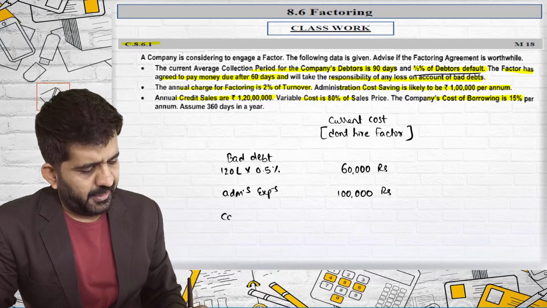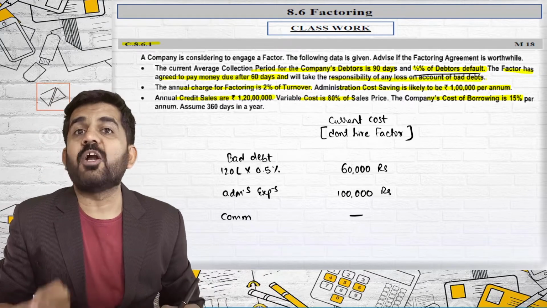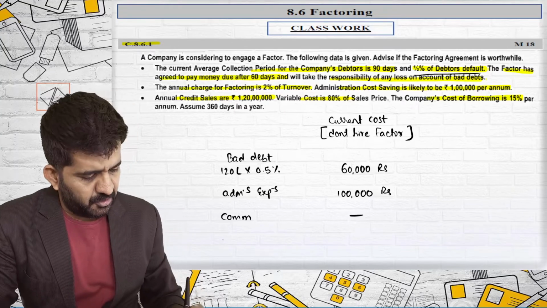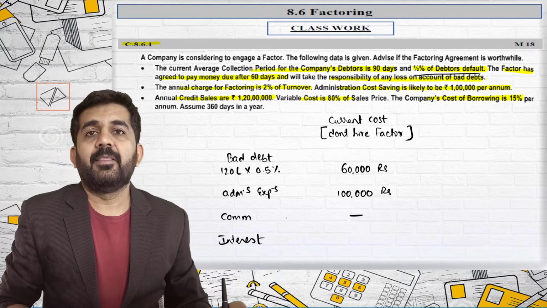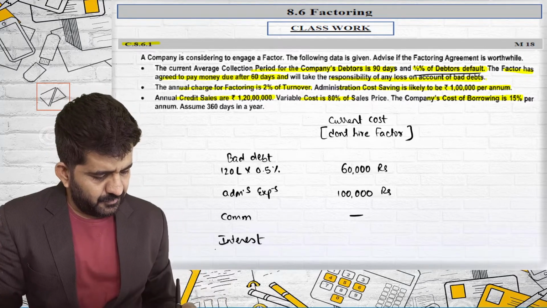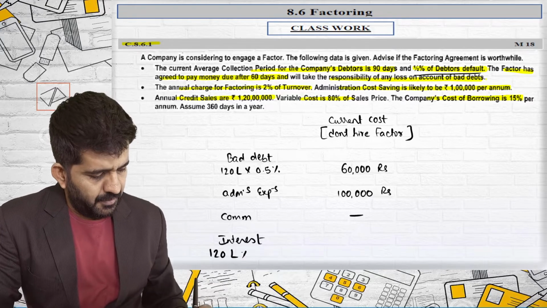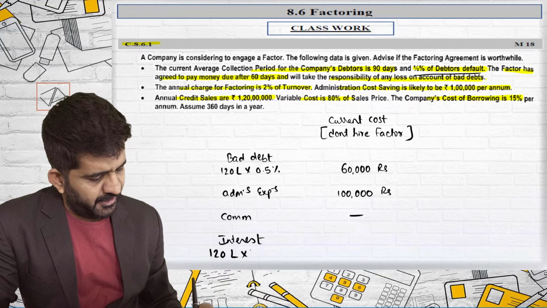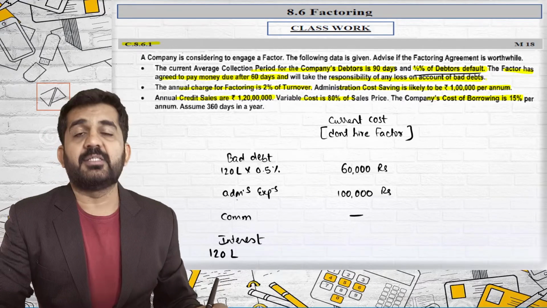And currently I don't incur any commission cost, because I have not hired a factor. Interest, of course, I will be having. 120 lakhs are debtors, multiplied by, what is my credit period? Yes, we have done this in debtors account.